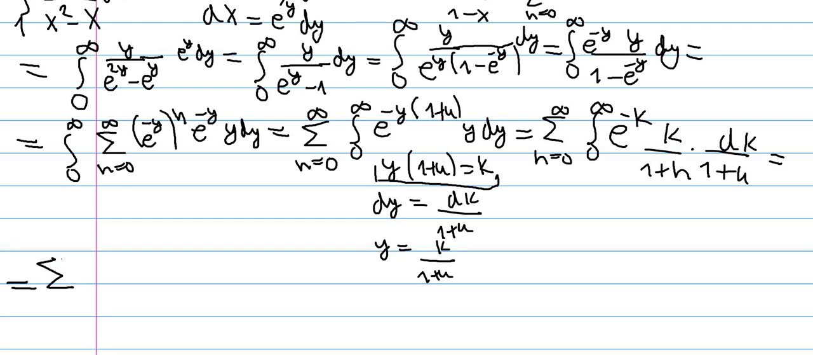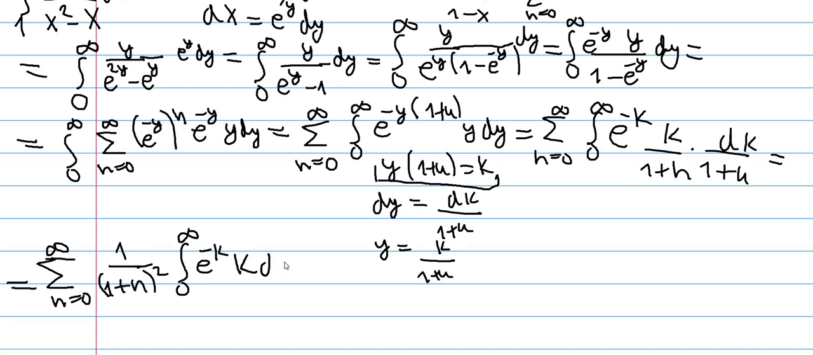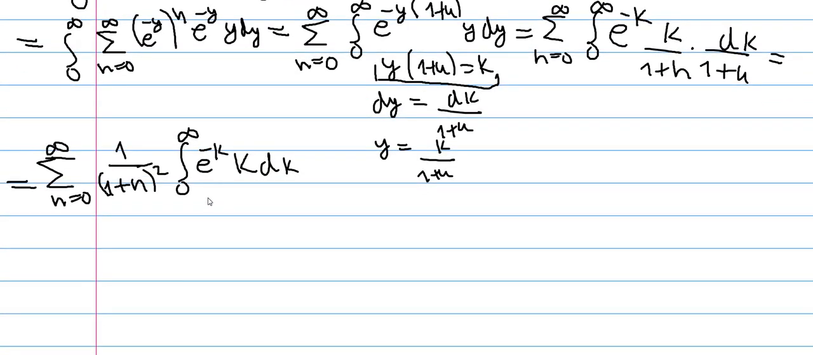And what does this equal to? We will have a sum going from 0 to infinity. We take both 1 over 1 plus n in the front, so we have 1 over 1 plus n, and this is squared, times an integral going from 0 to infinity of e to the negative k, times k, dk. And now you can solve it using partial integration, but I will see that this is a gamma function.